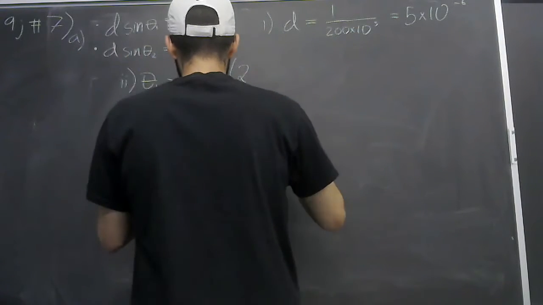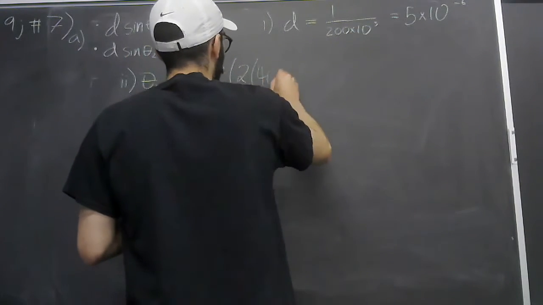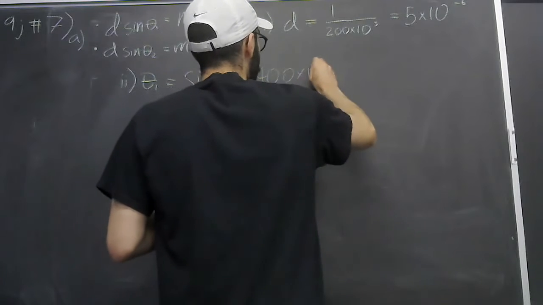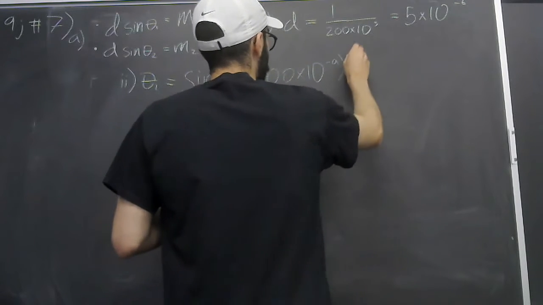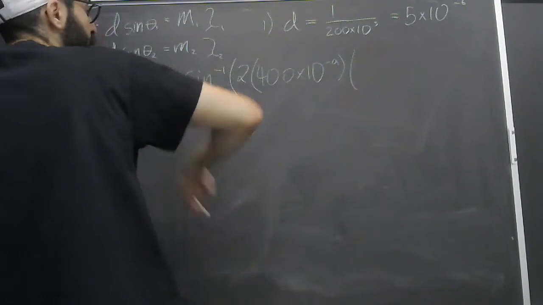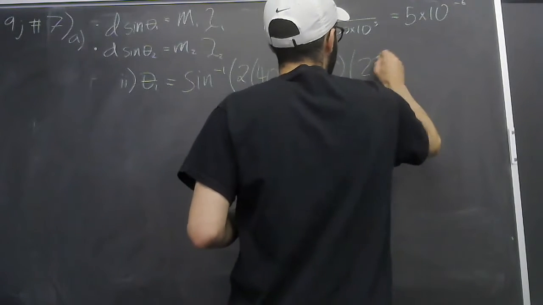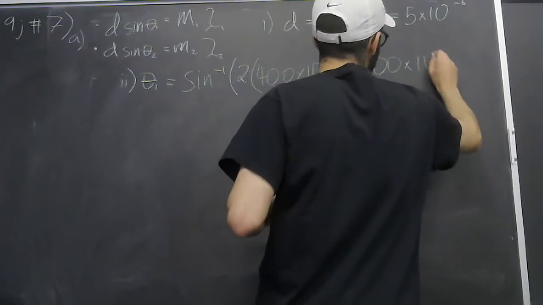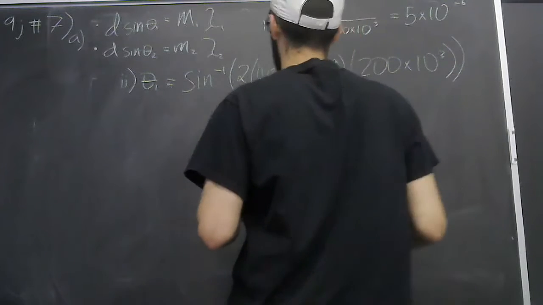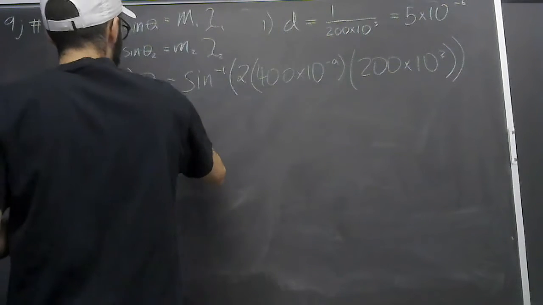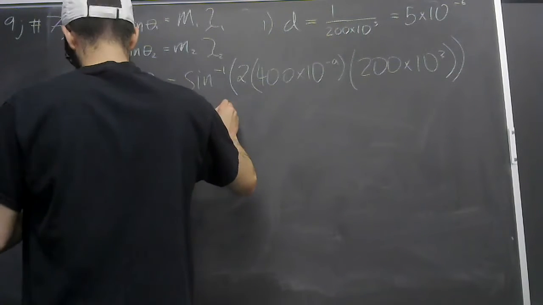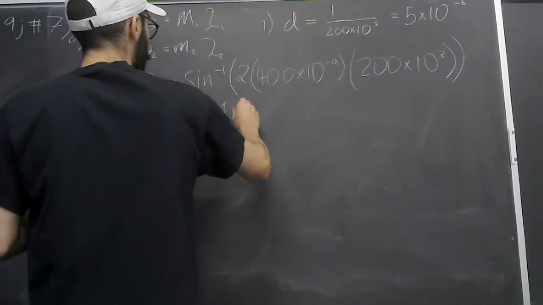So times 2, the wavelength, which is 400 times 10 to the minus 9. And then I'm going to have to bring d to the other side, so I'm just going to multiply by 200 times 10 to the third, like that. And if you do all that, your theta 1 should come out to be 9.2 degrees.